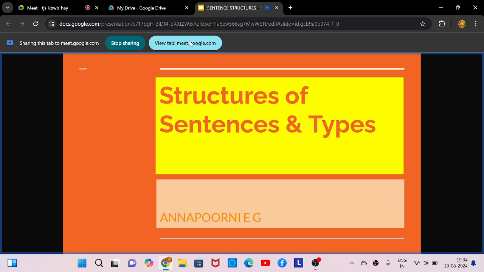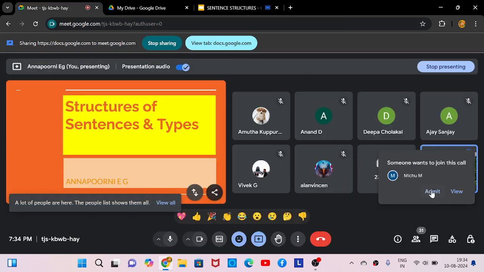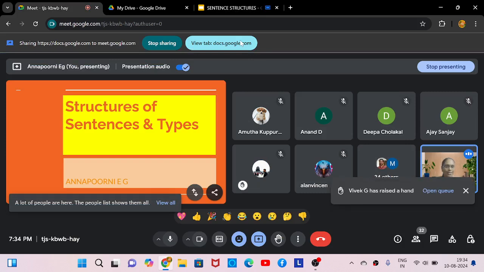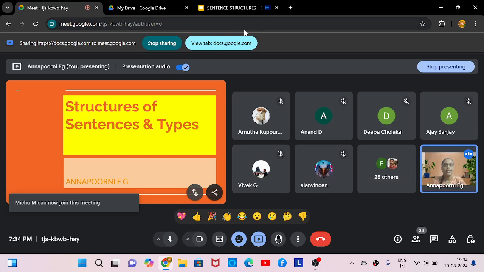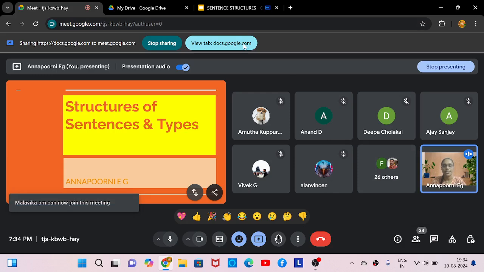Okay, so basically this topic can be covered in just one class because it is a very simple topic, but at the same time it is important as well. Many students even today don't know what is a sentence. They may know what a sentence is, but they don't know the types of sentence, how to identify the subject and predicate, or the difference between subject and predicate.